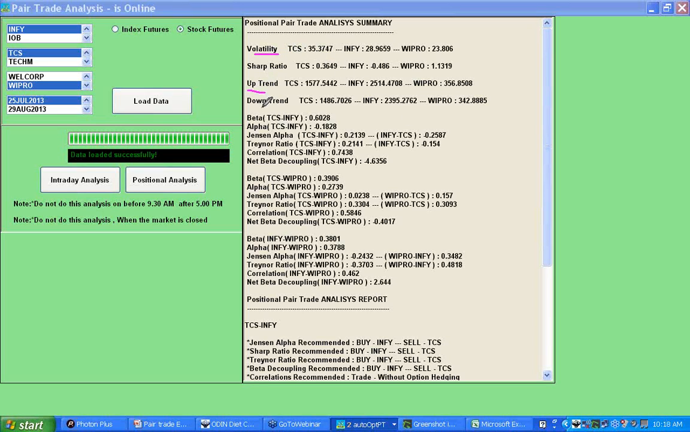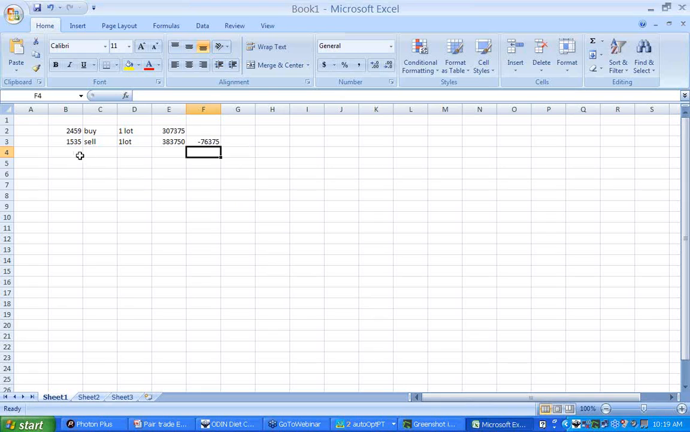Volatility, uptrend and downtrend price points. This is being given to you only for hedging purposes. TCS has a higher volatility, 35%, so definitely it will be the dominating partner, X. Infosys has 29%. This must be Y. We have sold the TCS, and TCS has an uptrend above 1577. So 1577 and above, this is entering an uptrend.